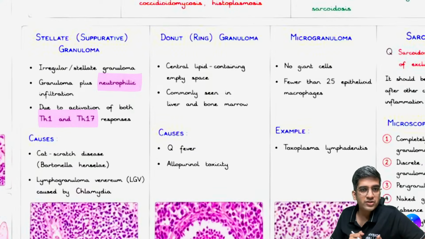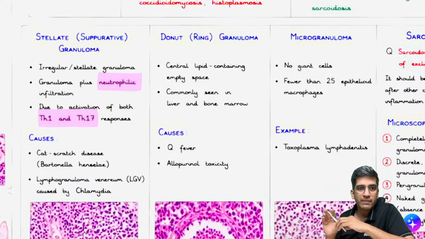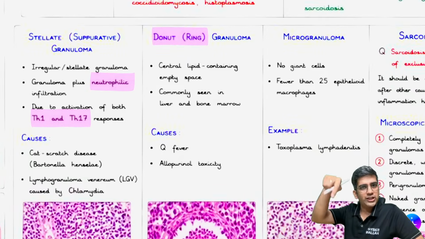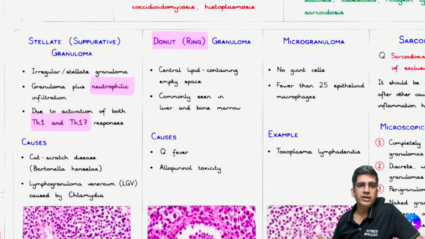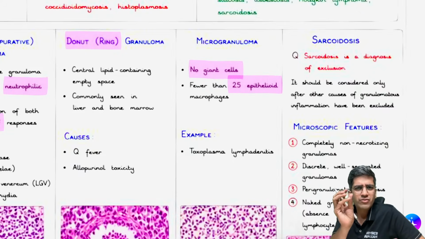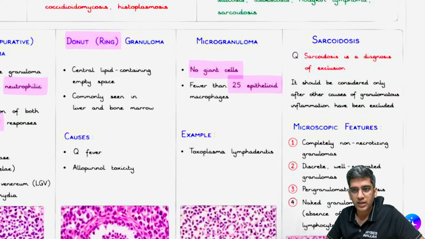See, in cat-scratch disease and lymphogranuloma venereum, I see suppurative granulomas or stellate granuloma. That's why it is famous. Okay. Praveen, it will be there in Medadap. Another type of granuloma looks like a donut, looks like a vada. In the center you have a gap, seen in liver and bone marrow. Q fever, allopurinol toxicity. I name something called a microgranuloma, where there will be no giant cells and very few epithelial cells, only tiny granulomas, seen in toxoplasmosis. That is microgranuloma, right? Okay, perfect.